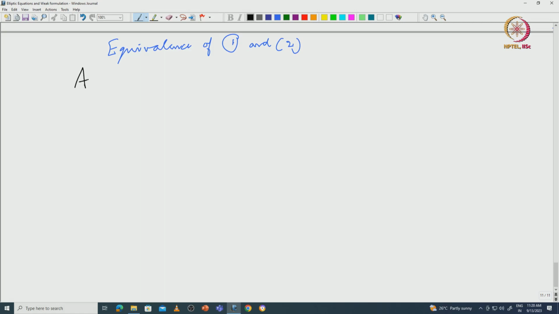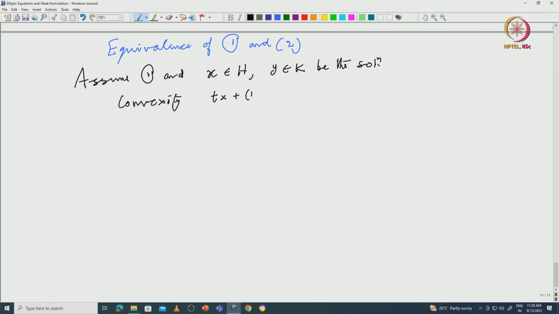So, assume 1, that is how you do it, right. Assume 1 and x belongs to H, and y in K be the solution. So, by convexity, you have to choose z in K, arbitrary z. So, t z plus 1 minus t times y is in K, by convexity, for all 0 less than or equal to t less than or equal to 1.